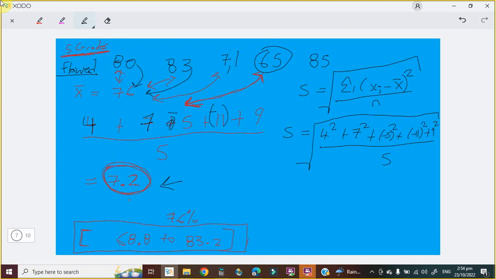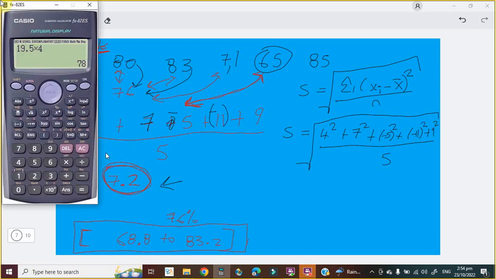Look at this now. It's going to be roughly close to the 7 now. But this is the correct way to do it in order to eliminate the negatives. So 4 squared we know is 16, 7 squared is 49, negative 5 squared is 25, negative 11 squared is 121, 9 squared is 81. Divide by 5. This will give us the true value now. 7.64. This is now the true deviation, not the 7.2.